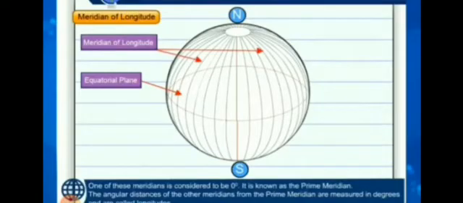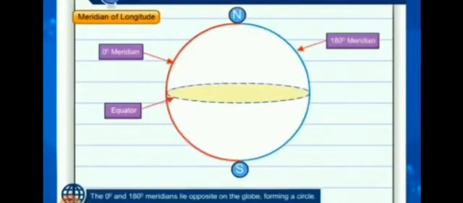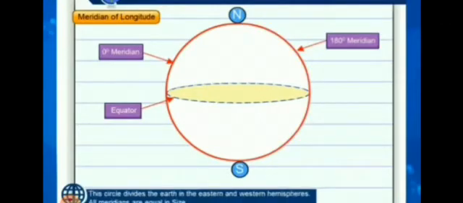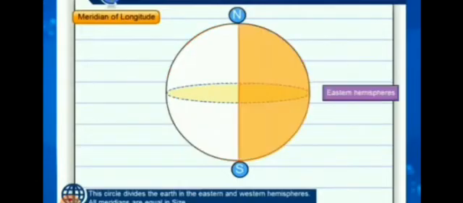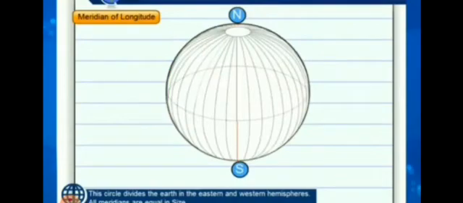One of these meridians is considered to be 0 degree. It is known as the prime meridian. The angular distances of the other meridians from the prime meridian are measured in degrees and are called longitudes. The 0 degree and 180 degree meridians lie opposite on the globe, forming a circle. This circle divides the earth in the eastern and western hemispheres. All the meridians are equal in size.